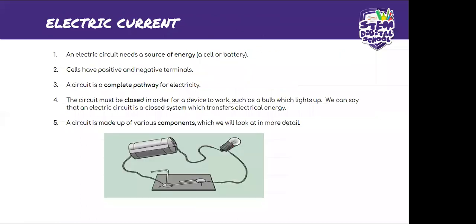Now, let's look at an electric circuit. We said the electric current is basically the movement of what? Electrons or charges. Now, this current moves in a what? In a circuit. So an electrical circuit needs a source of energy. For an electrical circuit to work, it needs a source of energy. And the source of energy here is a cell or a battery.